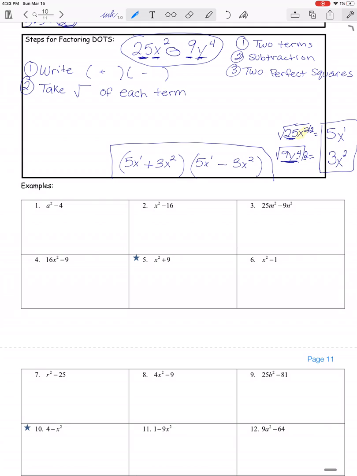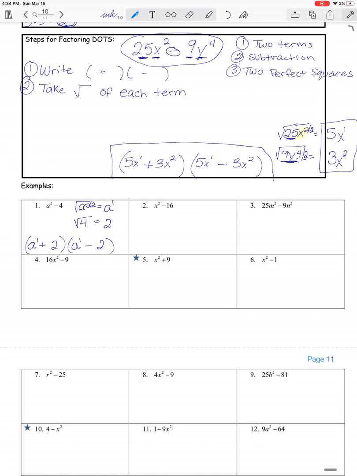So here we go, number 1. First step we know, double bubble. 1 gets a plus, 1 gets a minus. We take the square root of a to the second power and the square root of 4. So if I take the square root of a to the second power, I'm just going to divide the exponent by 2. So I get a to the first power. The square root of 4 is just 2. So just fill it in. A to the first, 2, a to the first, 2.